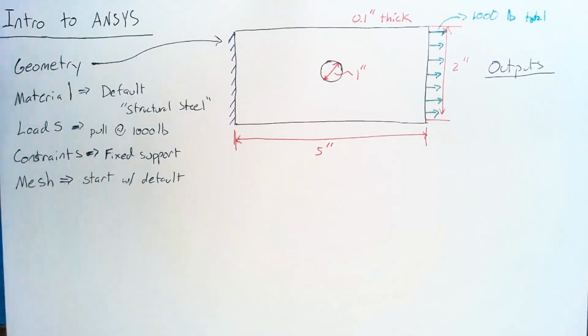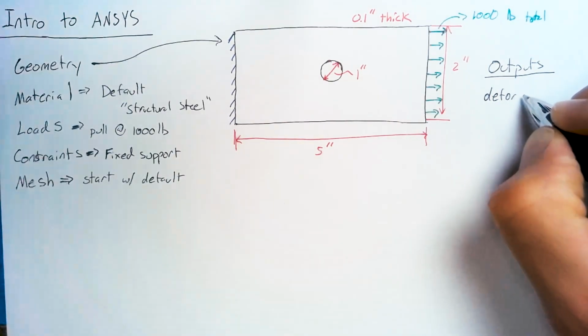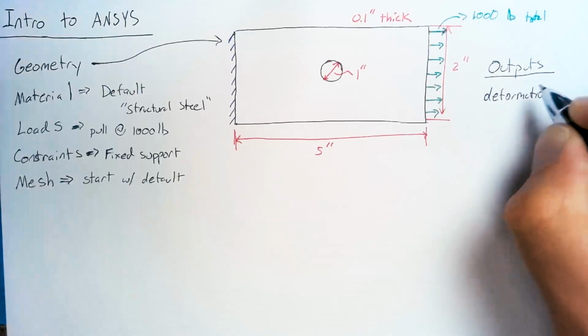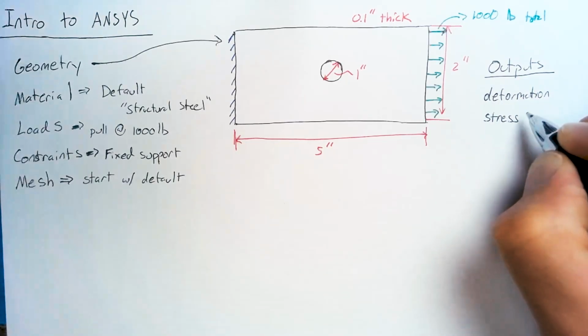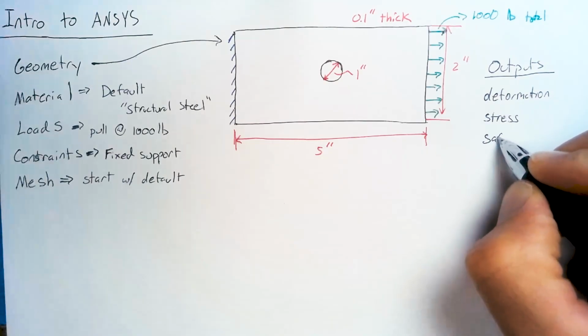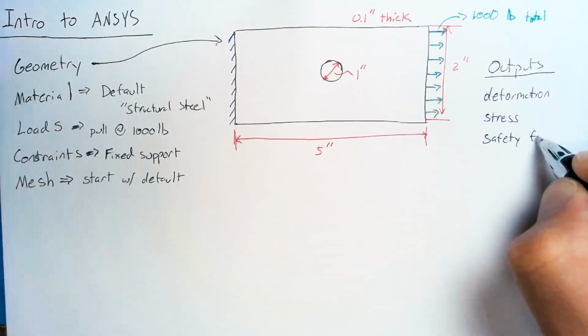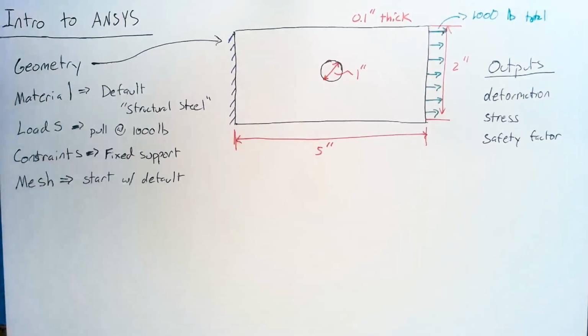All right, so these are all the inputs into ANSYS, but we also need to tell ANSYS what we want out. And there are a lot of options here, but typically we're going to be interested in the deformation of the object. We're going to be interested in the stress at different parts of the object, and we'll be interested in the safety factor. And if you don't know what these mean, we'll get to that whenever we see it in ANSYS. So that's enough for now. Let's go ahead and go to Autodesk Inventor and make this object.